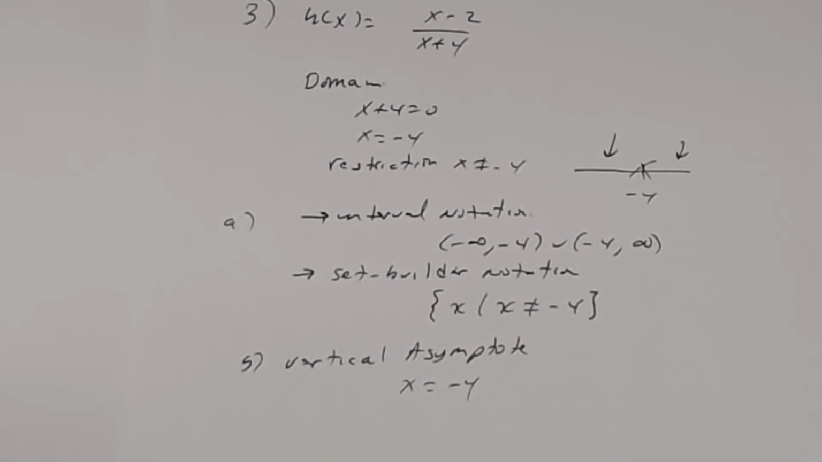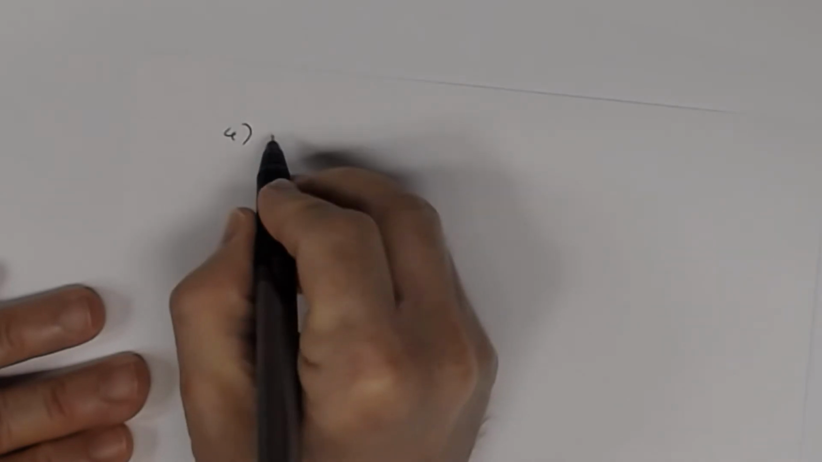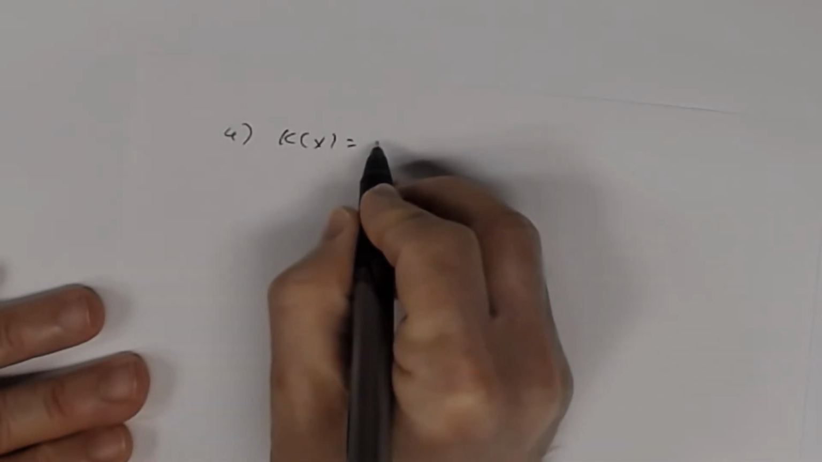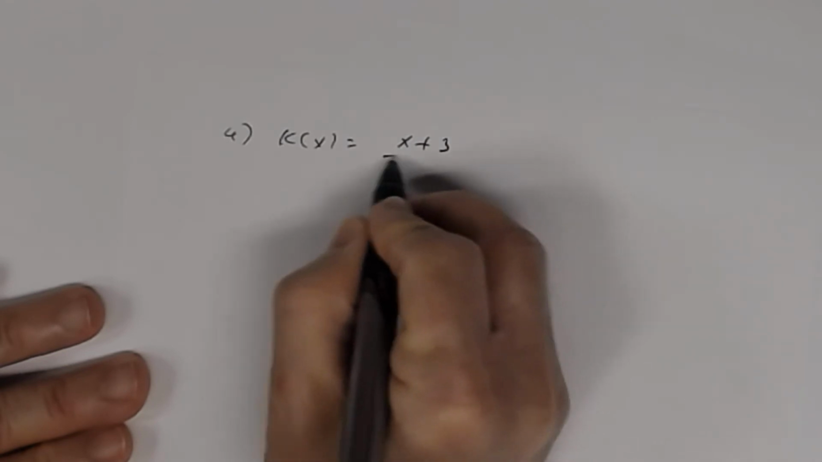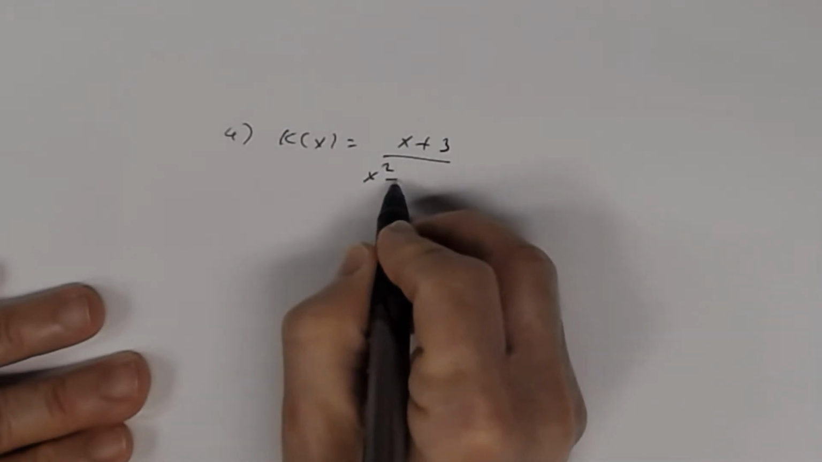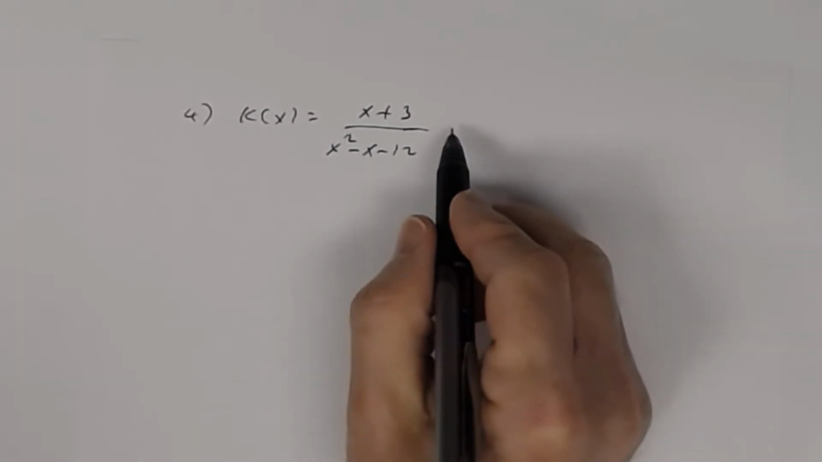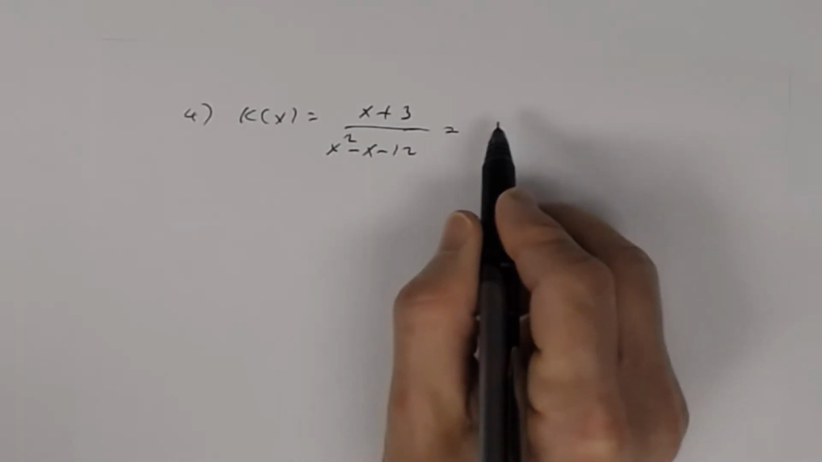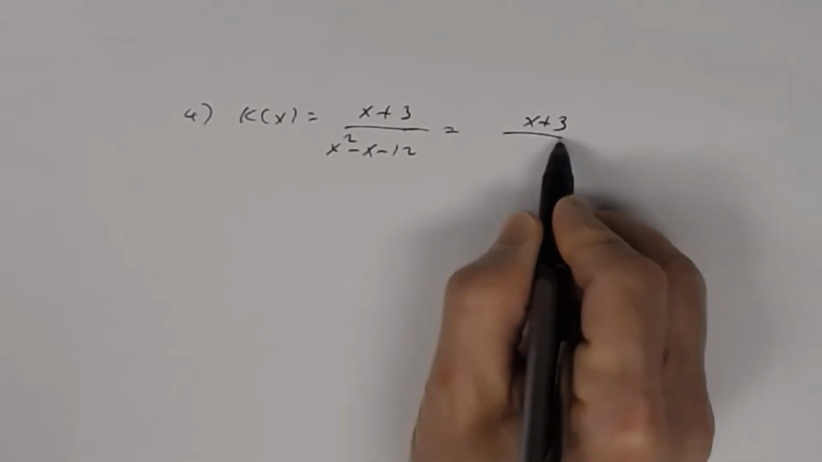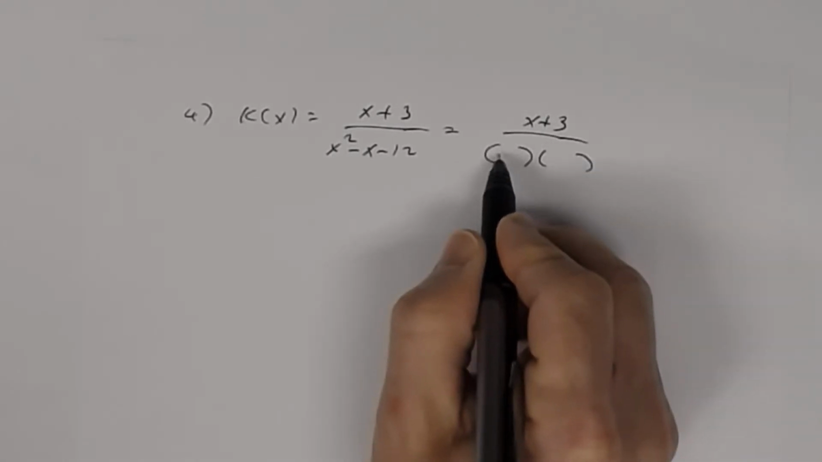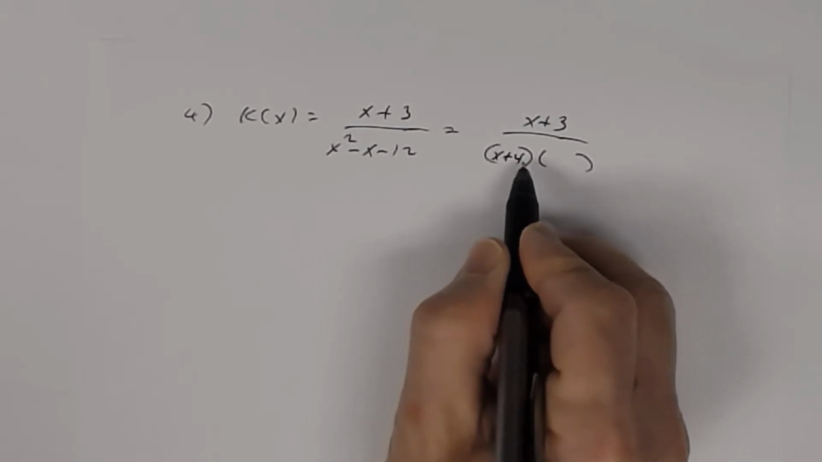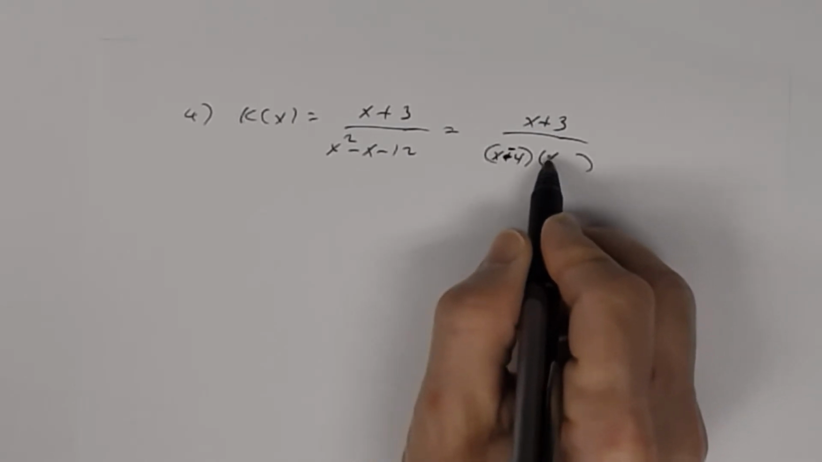All right, let's look at number 4. So number 4, we have k of x equals x plus 3 divided by x squared minus x minus 12. Okay? All right, so let's first of all go ahead and factor this. When I factor this, I'm going to get x plus 3 divided by x plus 4, x minus 4, x plus 3.